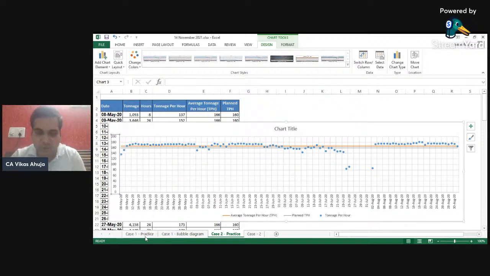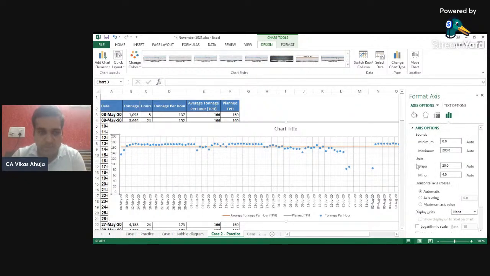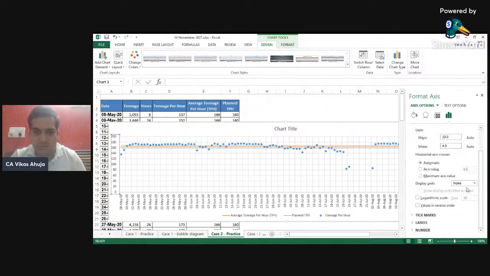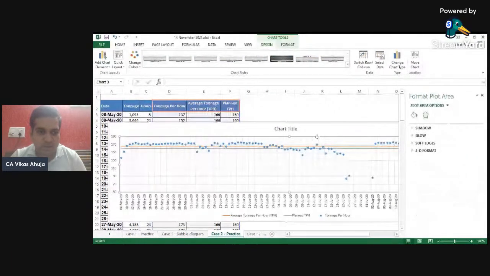Let me get this also removed. These are the basic things that you have to do so that your graph looks good. There is nothing in the 50 on the y-axis, so I just removed it.